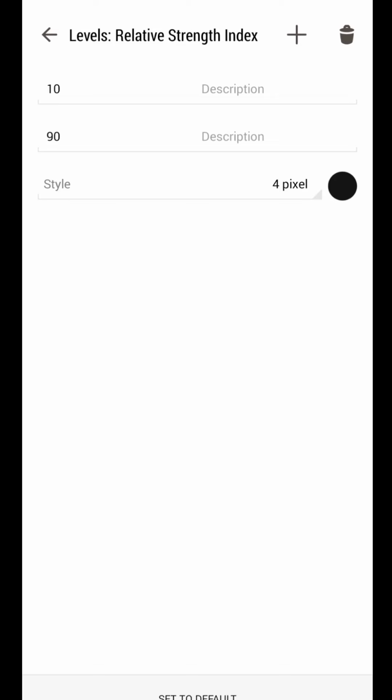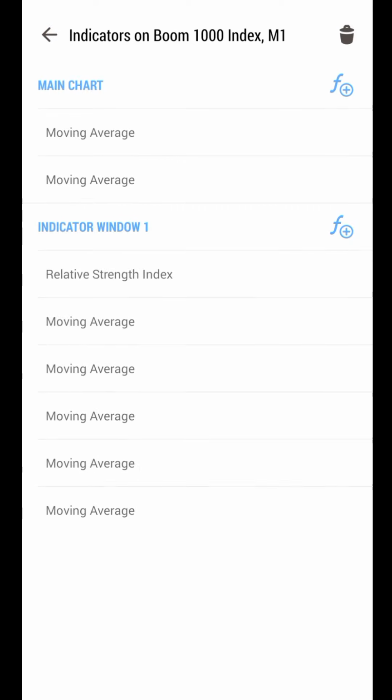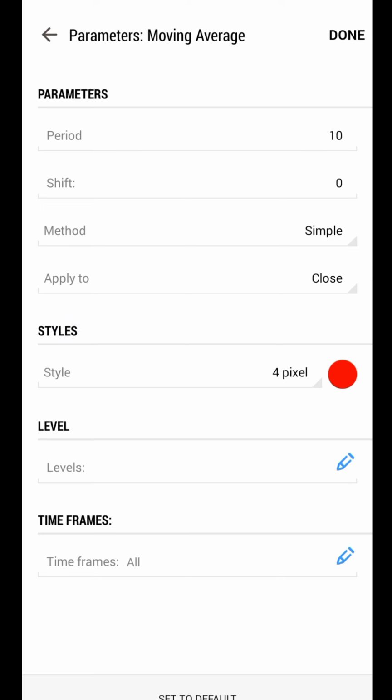You can put the pixel thickness higher, say I use 4. Use any color of your choice. Then click on done after you have entered all these parameters. Then the first moving average is period 10, shift 0, method simple, apply to close. Choose a new color.